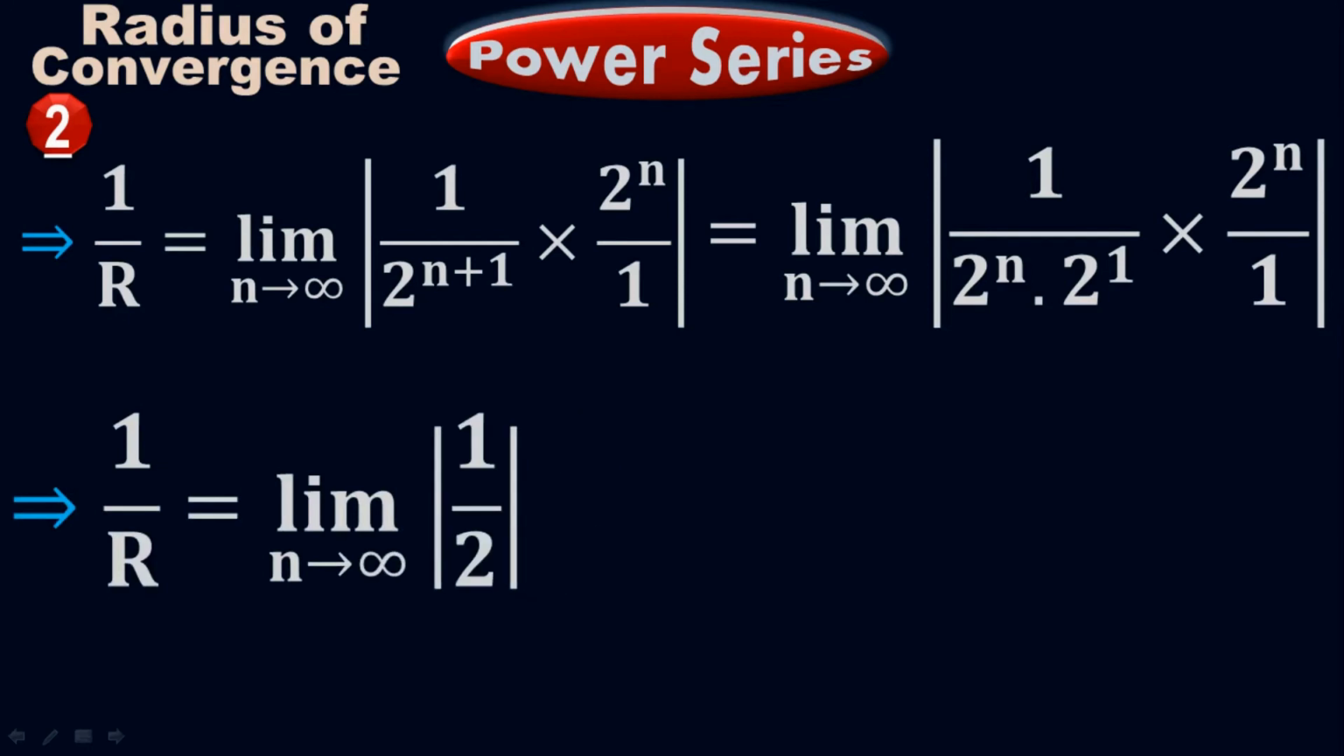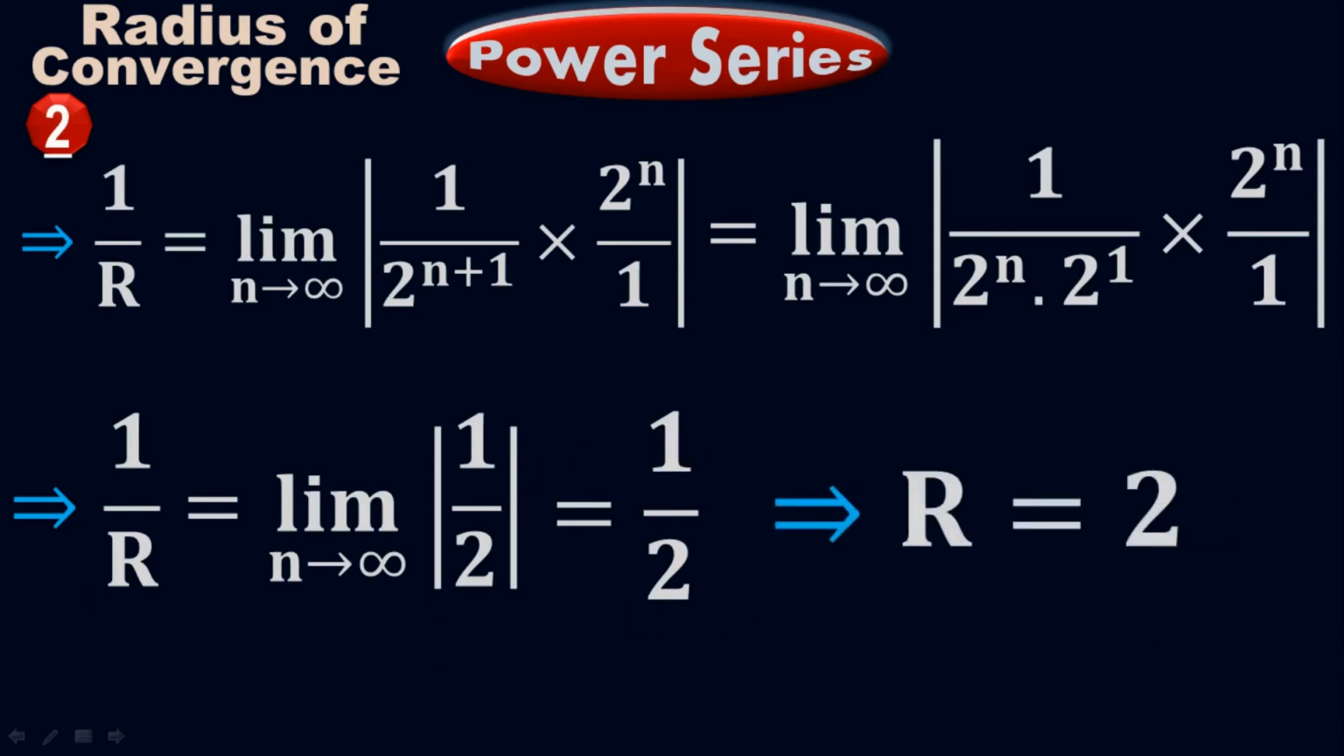So this implies that 1 over r equals the limit of the modulus of 1 over 2, where n approaches infinity. This 2 to the n cancelled with the 2 to the n. 2 to the 1 is 2. So I will have 1 over 2 times 1, which is 1 over 2. I am left with the modulus of 1 over 2. Now when you apply the limit to any constant number, the same constant is the answer. Look, there is no n variable to plug in n equals infinity. The limit of any constant is the same constant. The limit of 1 over 2 where n approaches infinity equals 1 over 2. So 1 over r equals 1 over 2. When you do the cross multiplication, you get r equals 2.